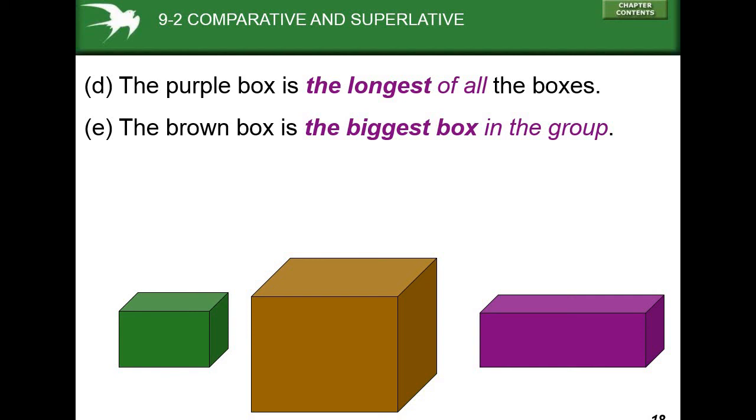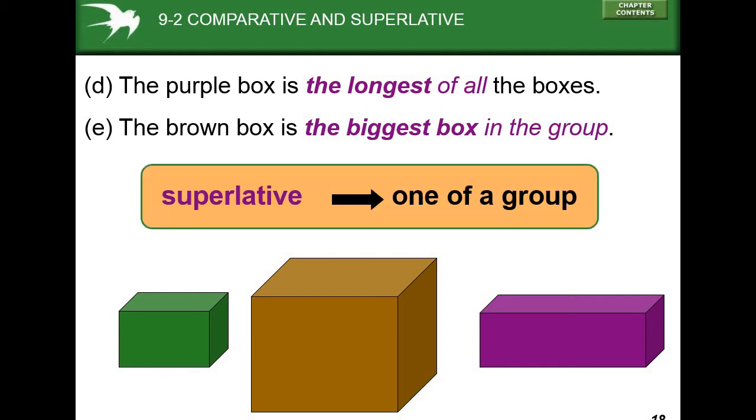The brown box is the biggest box in the group. Here, biggest is the superlative degree. And children, before the superlative degree, we must use THE. Definitely, we must use the article THE. Why? Because it is the superlative degree.